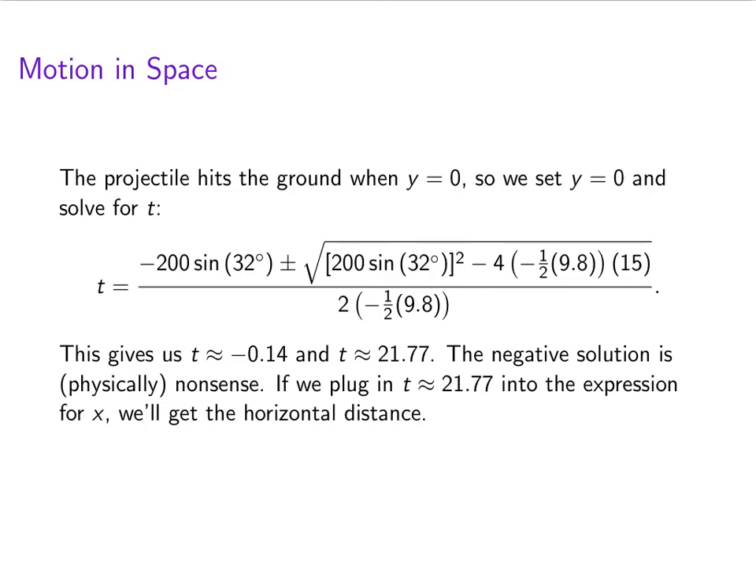Physically, that 21.77 represents how much time it takes for the projectile to come back and hit the ground. So let's plug that t value into the expression for x and we'll get the horizontal distance. The distance that this thing travels is 200 times cosine 32 degrees times 21.77, and so we get approximately 3,692 meters.